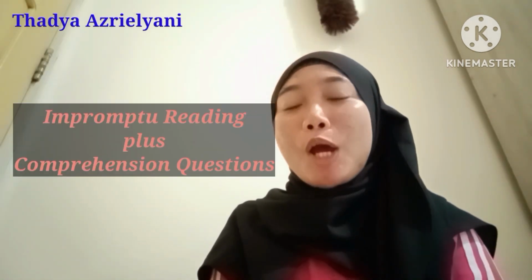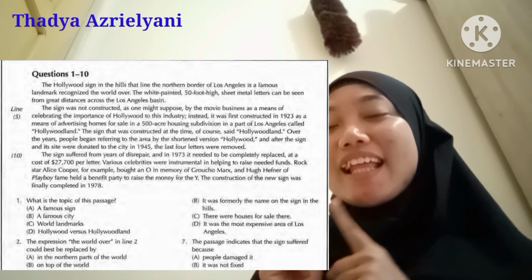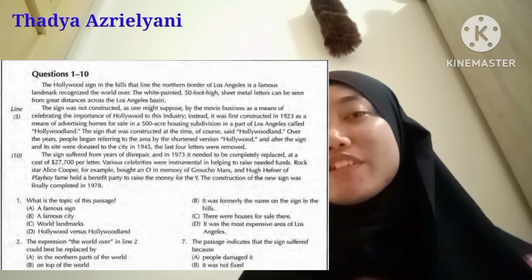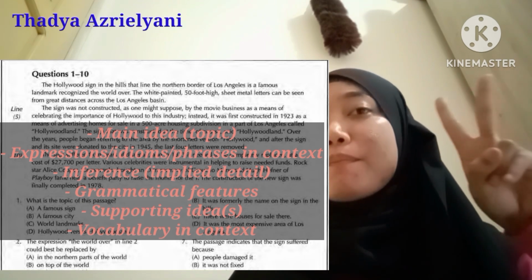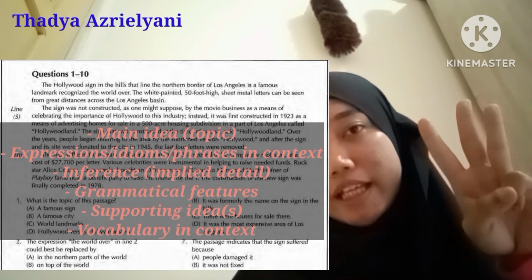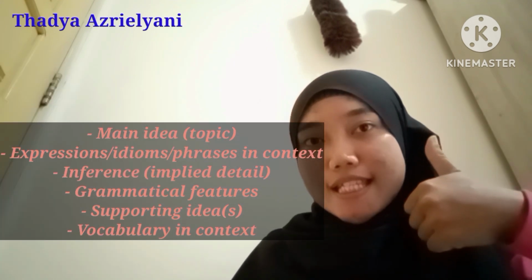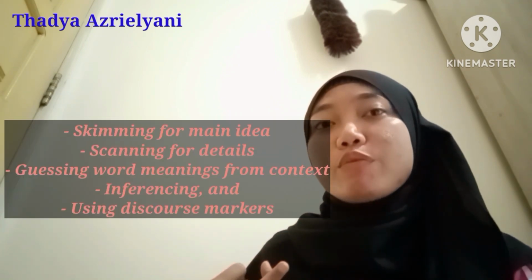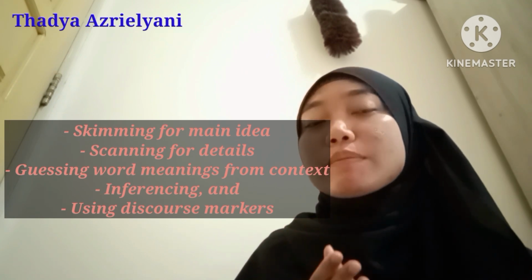Second, impromptu reading plus comprehension questions. We might see this form in the TOEFL test. Look at this reading comprehension test. Notice that this set of questions is based on a 250 word passage. It covers main idea or topic, expressions, idioms, phrases and context, inference or implied detail, grammatical features, supporting ideas, and vocabulary in context. Notice that many of them are consistent with strategies of effective reading, such as skimming for main idea, scanning for details, guessing word meanings from context, inferencing, and using discourse markers.